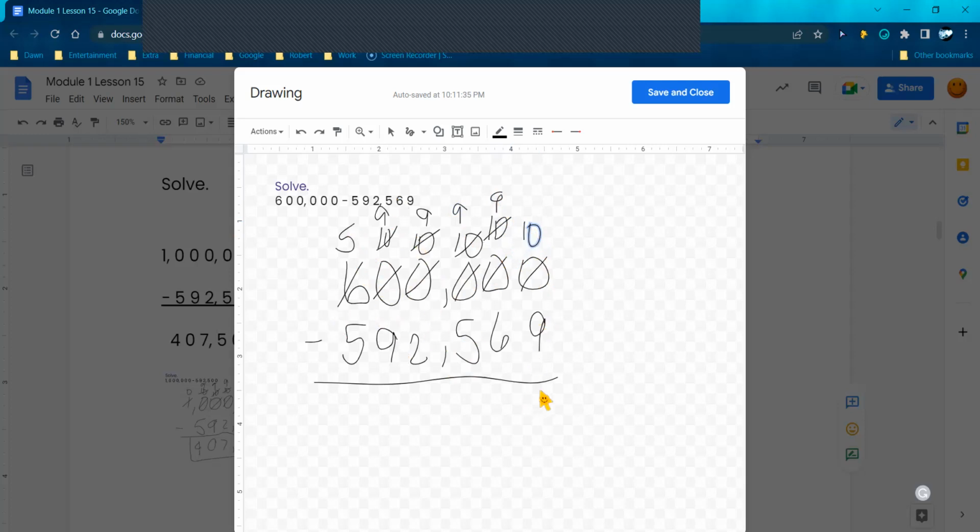So I have 10 minus 9, which is 1. 9 minus 6 is 3. 9 minus 5 is 4. 9 minus 2 is 7. 9 minus 9 is 0. And 5 minus 5 is 0. So we have 600,000. Taking away 592,569, our answer is 7,431.